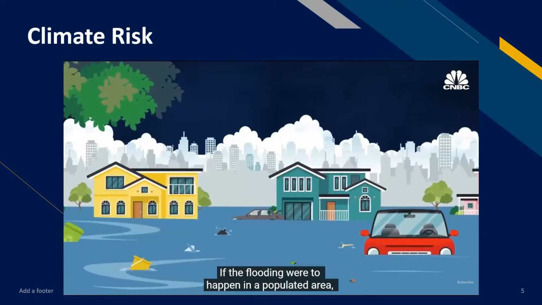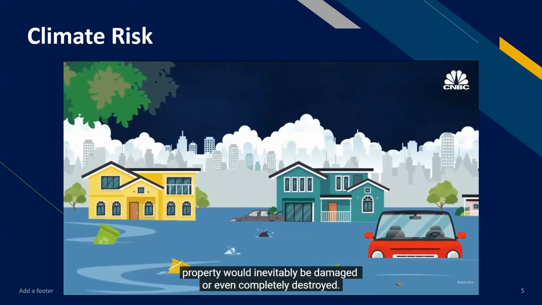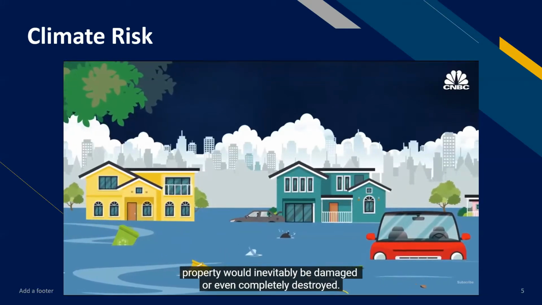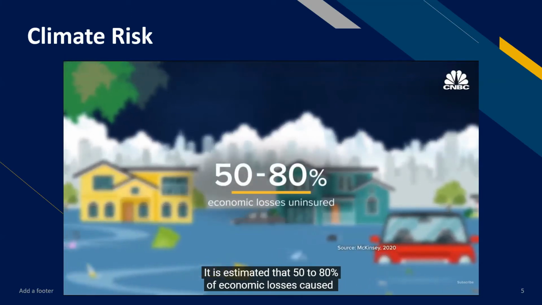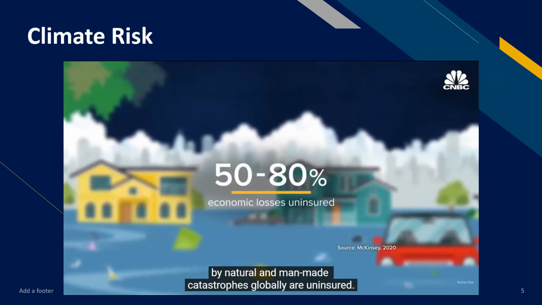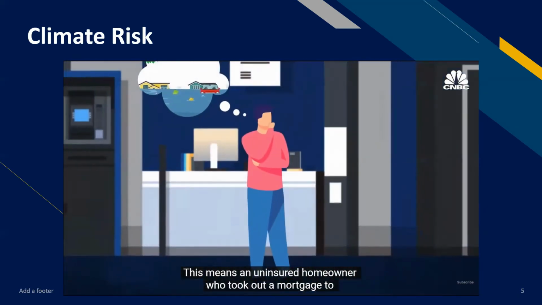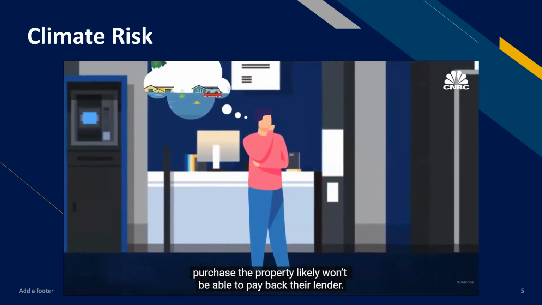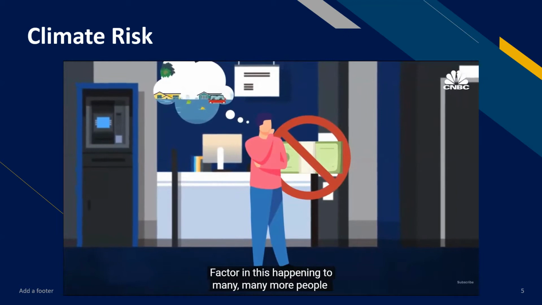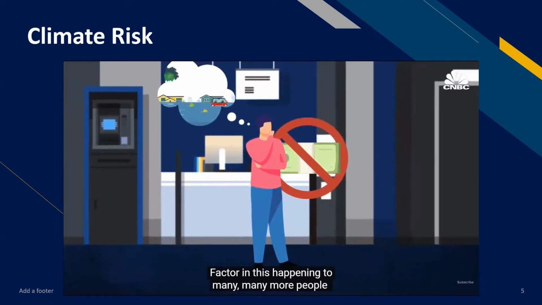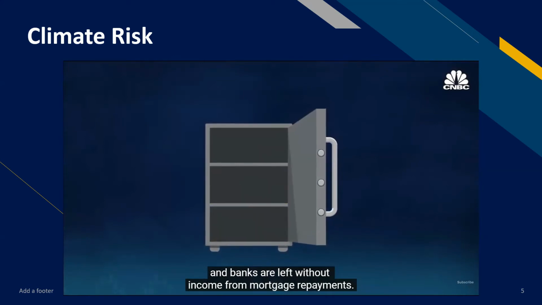If the flooding were to happen in a populated area, property would inevitably be damaged or even completely destroyed. It is estimated that 50 to 80% of economic losses caused by natural and man-made catastrophes globally are uninsured. This means an uninsured homeowner who took out a mortgage to purchase the property likely won't be able to pay back their lender. Factor in this happening to many more people, and banks are left without income from mortgage repayments.